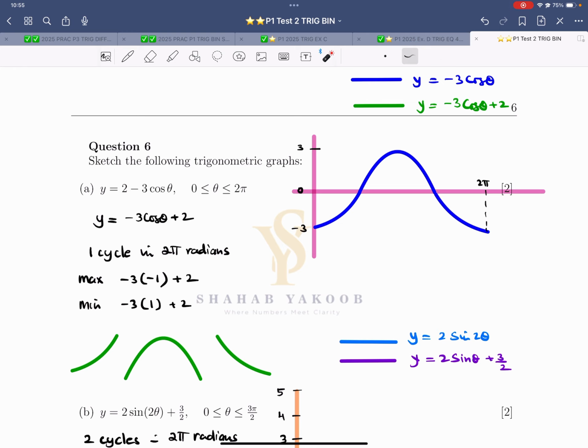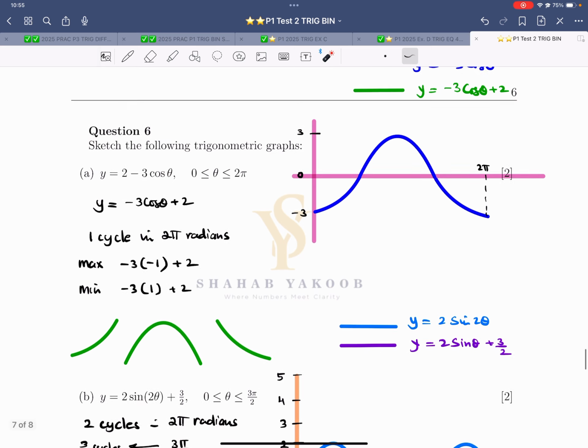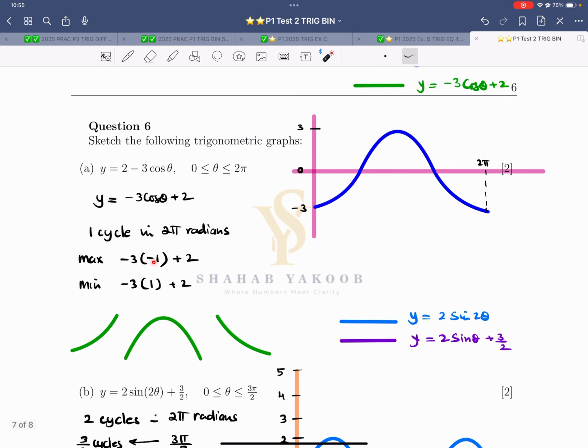Minimum is negative 3, but it's flipped upside down. Basically, cosine is like this. Okay, so now it has been flipped. So I have drawn negative 3 cos theta. Now the negative value will give me the maximum. That will come out to be 5. And negative 3 plus 2 is negative 1.